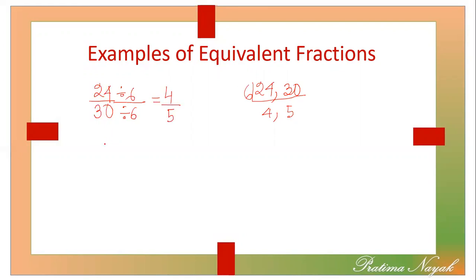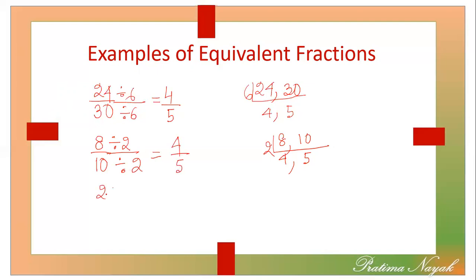Next, I am taking another fraction, for example 8 over 10. 8 upon 10. So here, what is the common divisor? Common divisor is 2. 2, 4 times 8, 2, 5 times 10. So I can divide both the numerator and denominator by 2. So I am getting again 4 by 5. So I'll say 24 by 30 and 8 by 10 are equivalent fractions.